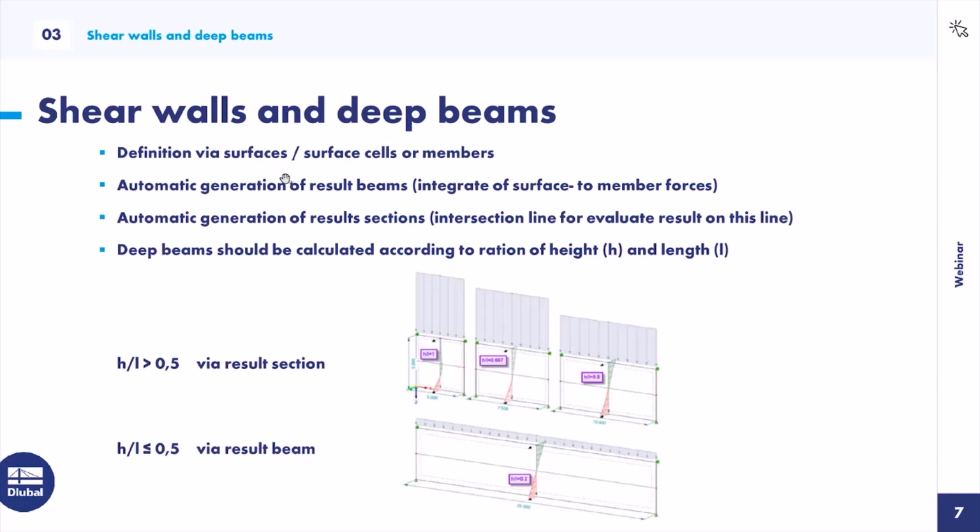Both objects you must define manually. Choose the surface or surface cells, or you can also choose members to define these objects, these shear walls and deep beams. And both objects automatically generate a result beam, which is an integration of surface forces integrated to member forces.